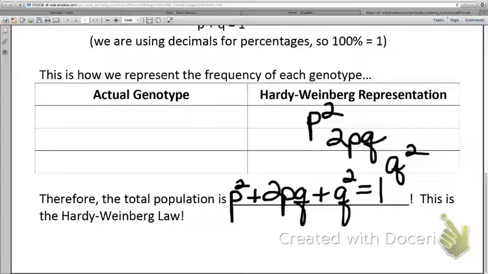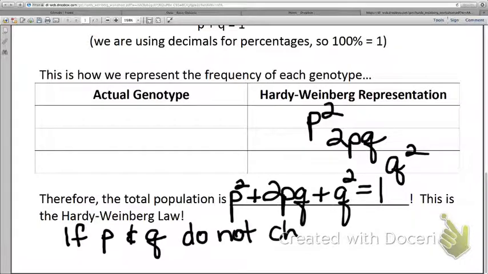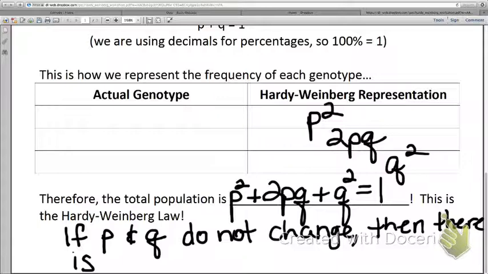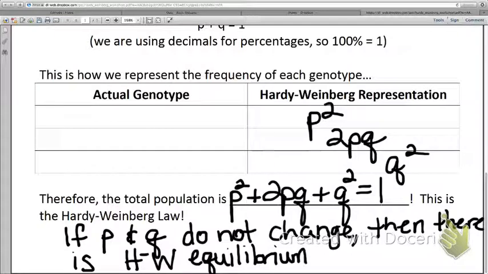That if this doesn't change, if P and Q don't change, we had the 5 different things that would have to stay true about a population in order for genetic equilibrium to occur. What we're saying here is if P and Q do not change, then there is Hardy-Weinberg equilibrium, and there is not evolution.